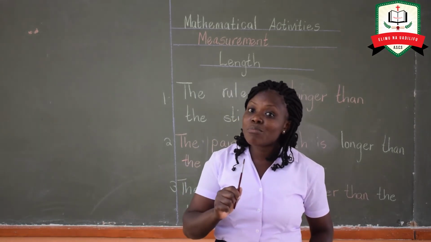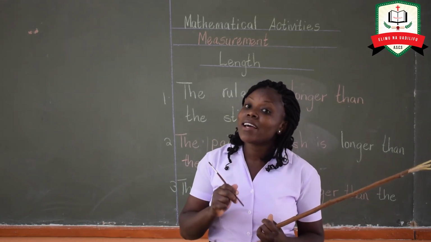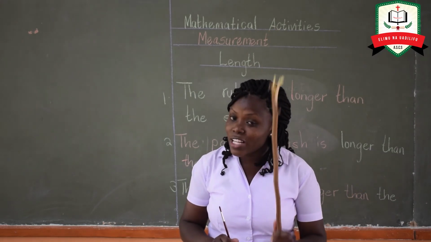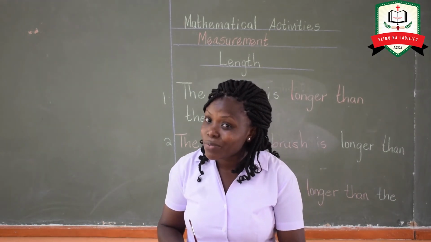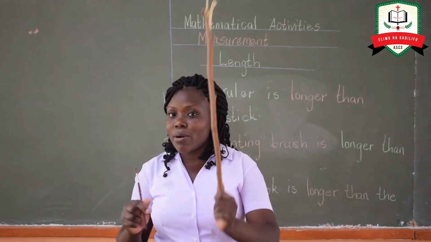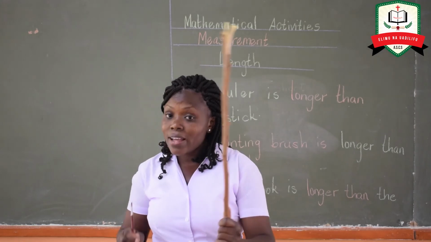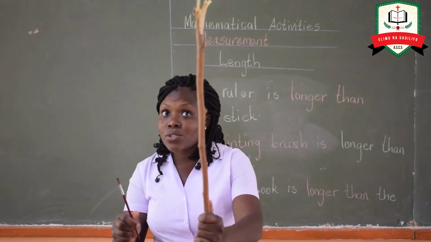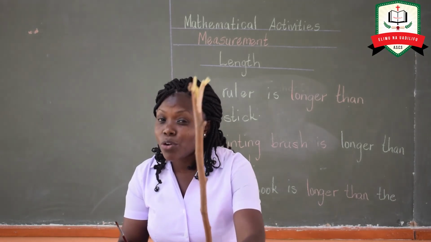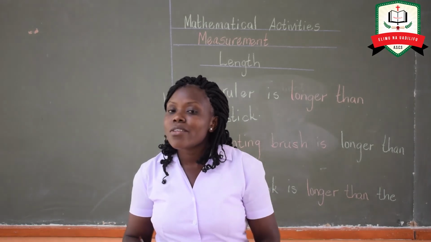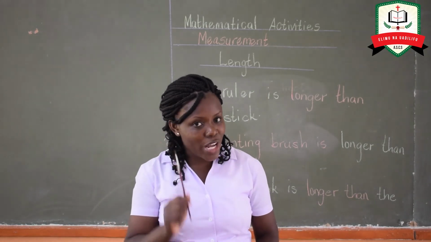In your sentence, you must have the words longer and than. You go for the one that is long, and the one that is long will start. The one that is short will be last in the sentence. In our case, the stick is longer and the painting brush is shorter. So we start with the stick because it is the long one. Say: the stick is longer than the painting brush.